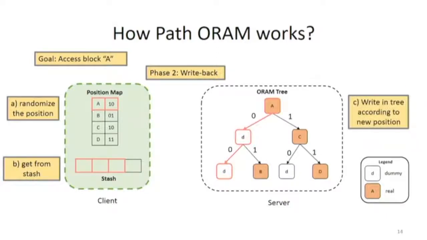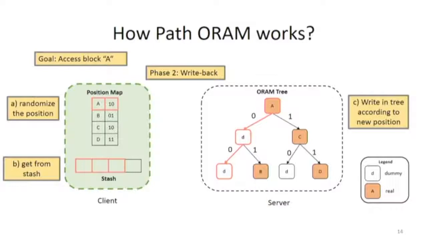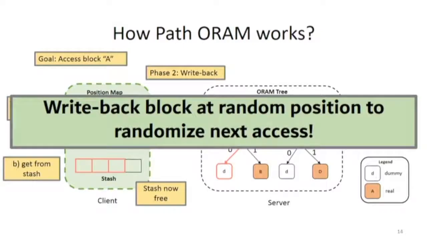Then we're going to get it from the stash and write it back in the tree according to the new position. Since the new position was 1, 0, the only place in the ORAM tree that this block could go was the root node, because that is the only one within the path of 1, 0. Again, the important thing is we wrote back to the exact same path that we read from. We can't write back to a random path because that would again leak some information. We write back to the same path, but we ensure that we write it to the position where it should be according to whatever randomized position we got, 1, 0. So we write back the block at a random position to randomize the next access.